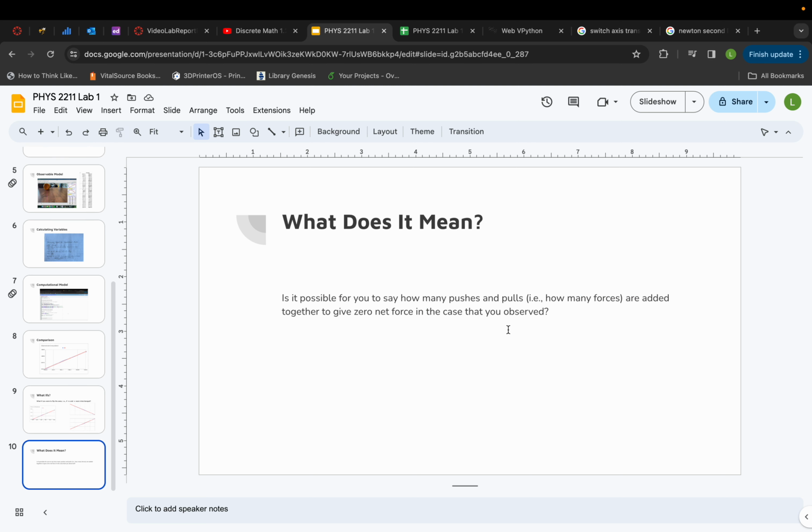Lastly, what does it mean? Is it possible to say how many pushes and pulls are added together to give zero net force in this lab? For this, I would say no, because there are almost an infinite amount of forces acting upon the system. For example, air force, friction force, as well as gravitational force, which all objects exert on one another. Therefore, there's an infinite number of pushes and pulls, and it cannot necessarily be added together to find the net zero force.